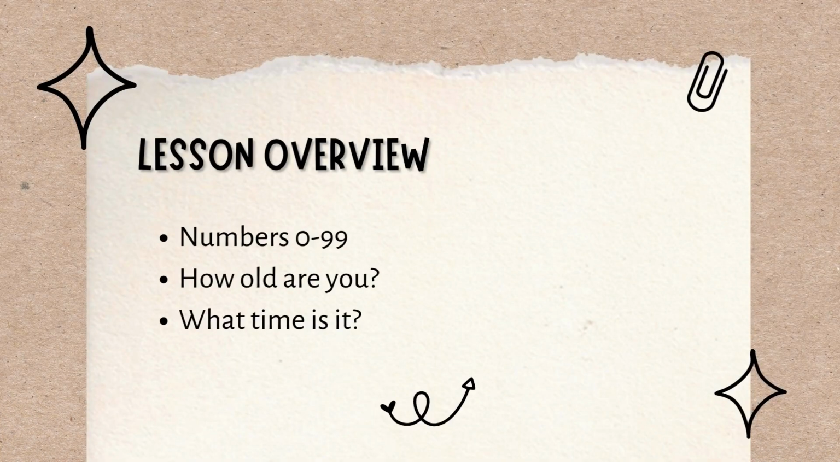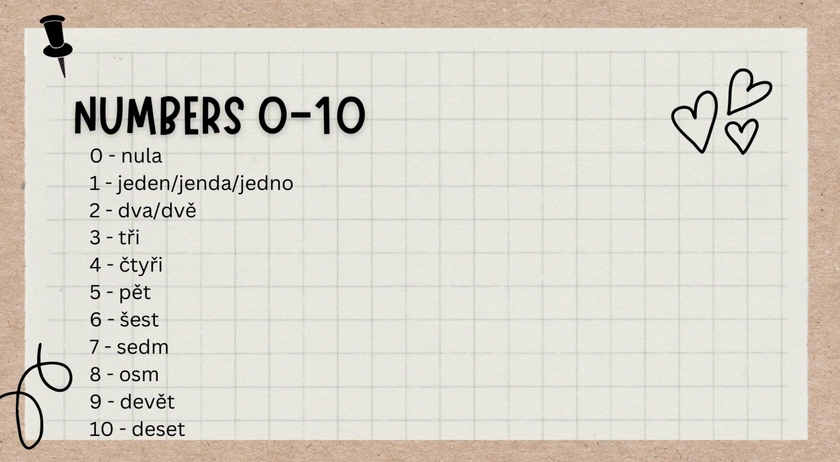Today we are going to use the knowledge of the verb být from the previous lesson and learn where else it's used. You are going to learn how to tell time and your age. Let's start by learning the numbers because you'll need them in this lesson the most. Repeat after me.